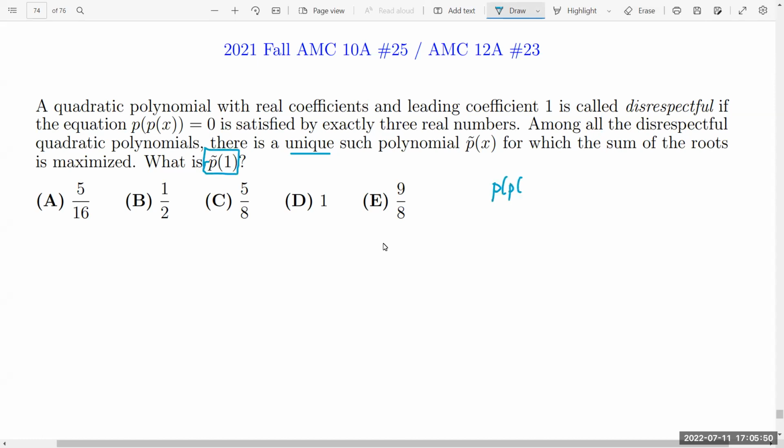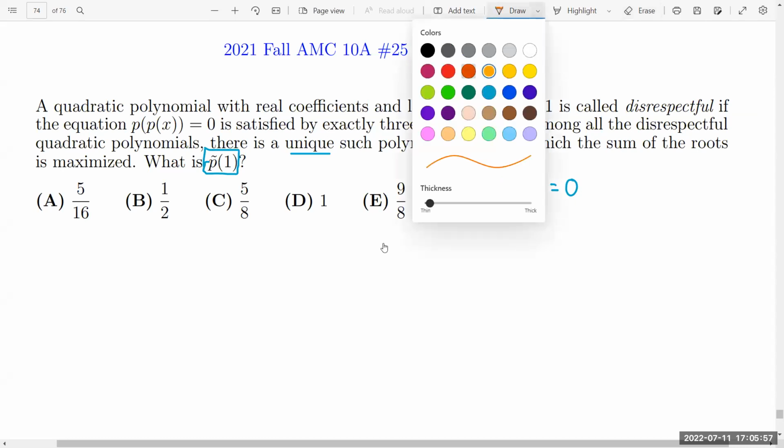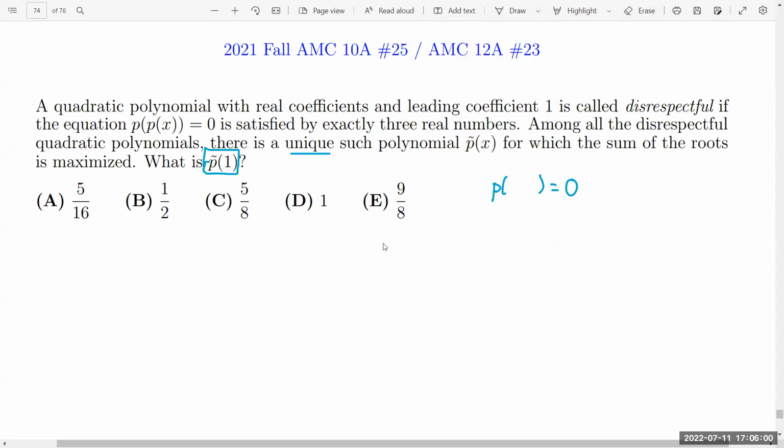So if you look at the equation p of p of x is 0, we can think of it as p of something, where that something is just p of x. Whatever's inside here, which is p of x, has to be a root of p, because plugging p of x into p will give 0. So for now, we'll just say p has roots a, b, where a and b are complex numbers. They can be the same, but we'll see how that goes later.